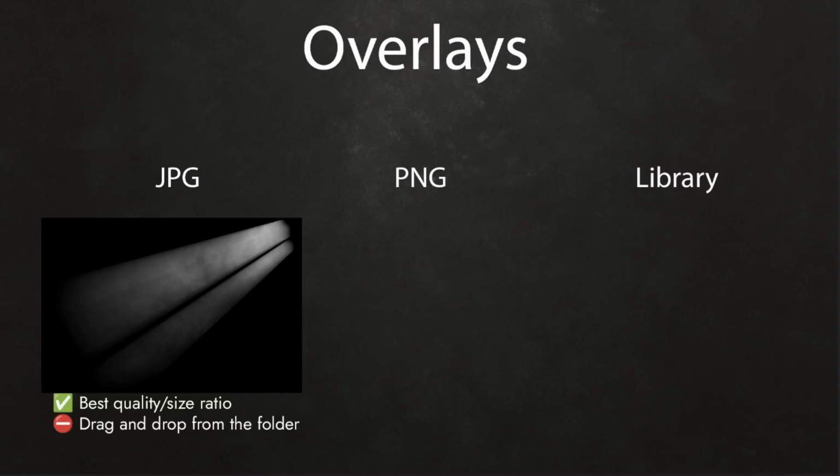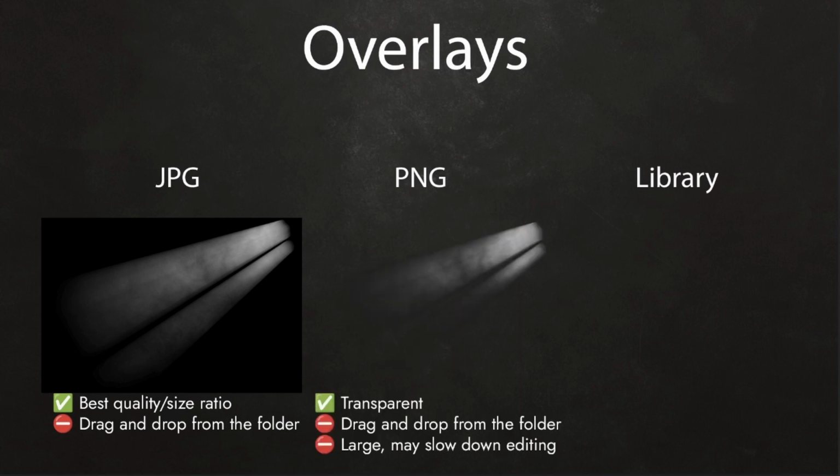JPEG offers optimal quality and speed of use with blending mode used for transparency, but the inconvenience is that it is located in a folder outside of Photoshop. The PNG file is inherently transparent, but the file size may affect the performance of the graphic editor in more demanding projects. PNG files are also stored outside of Photoshop.